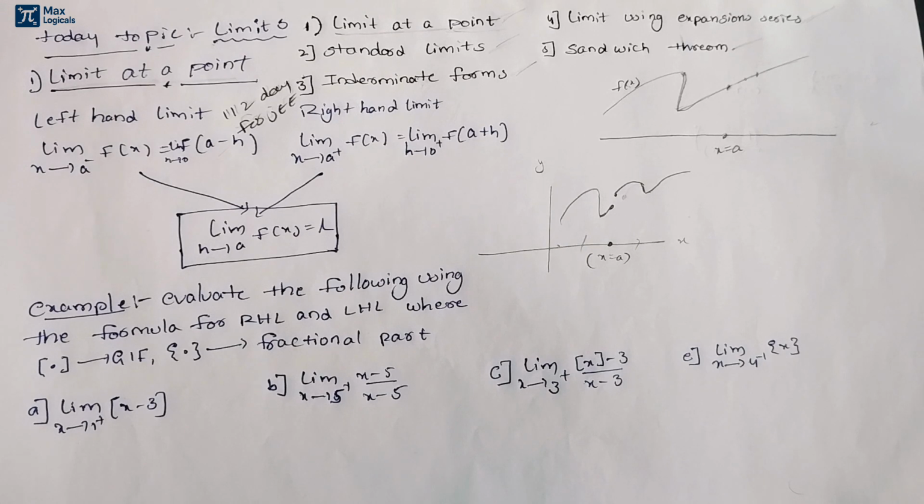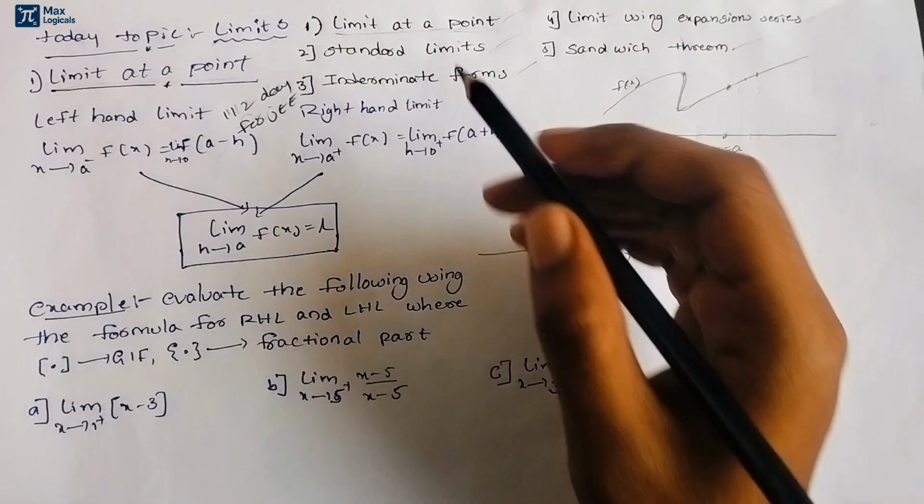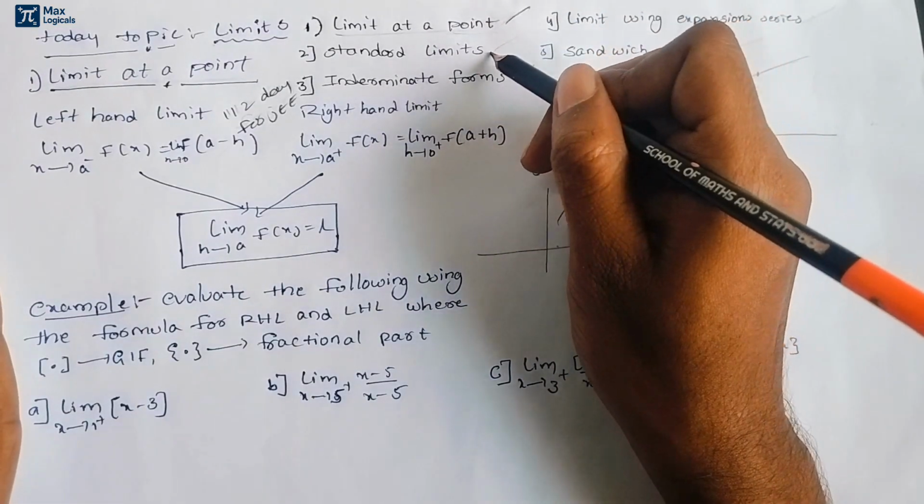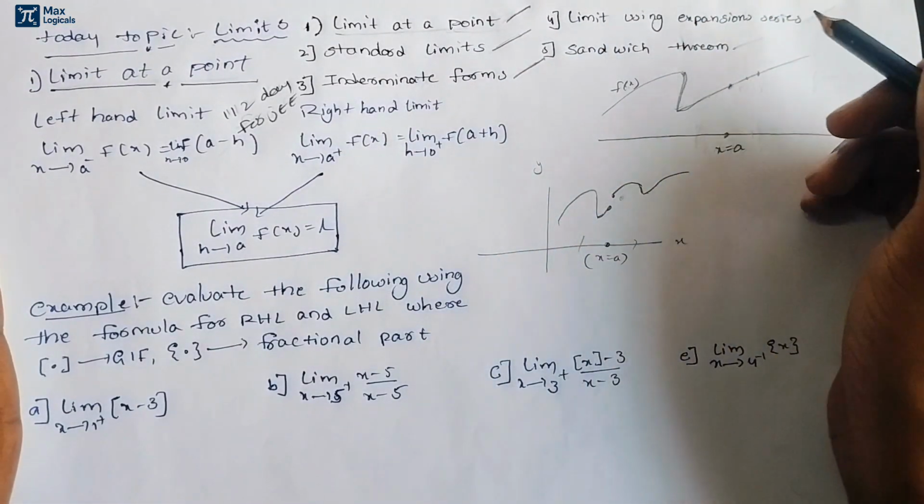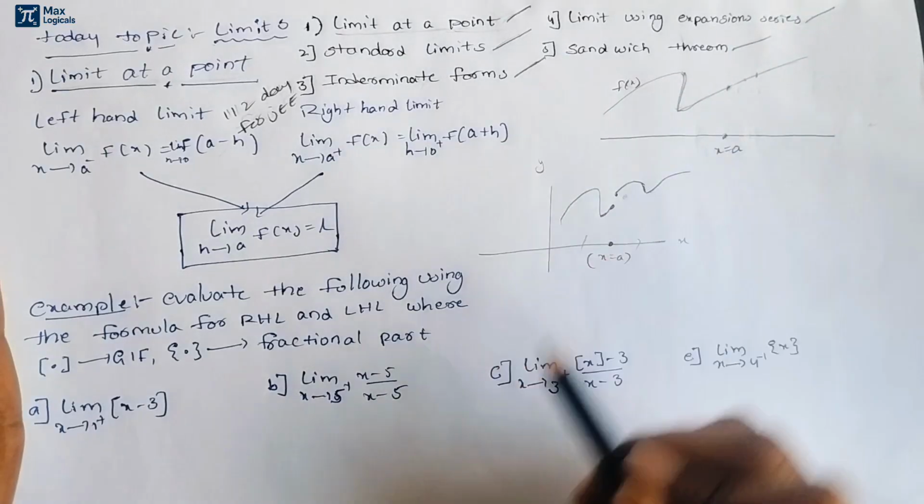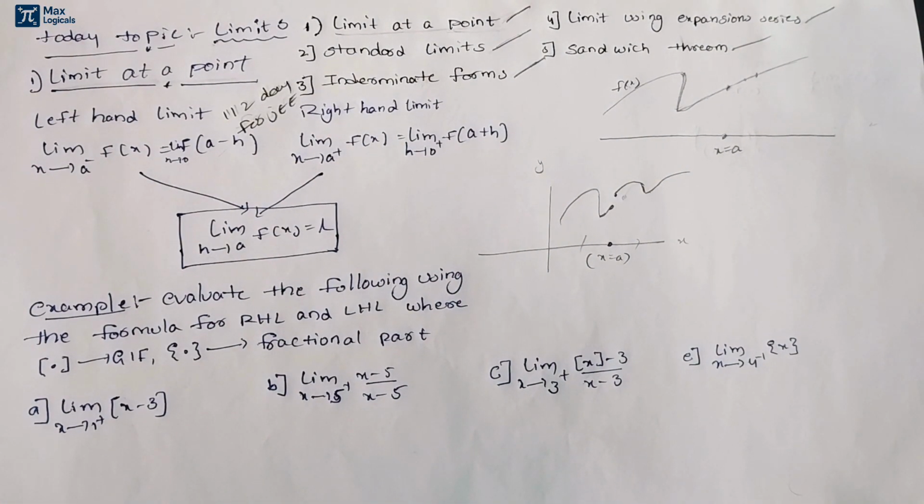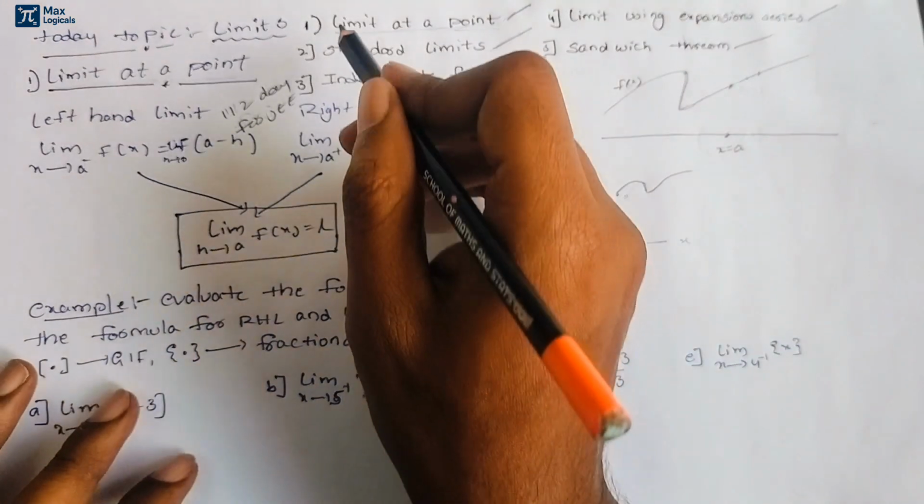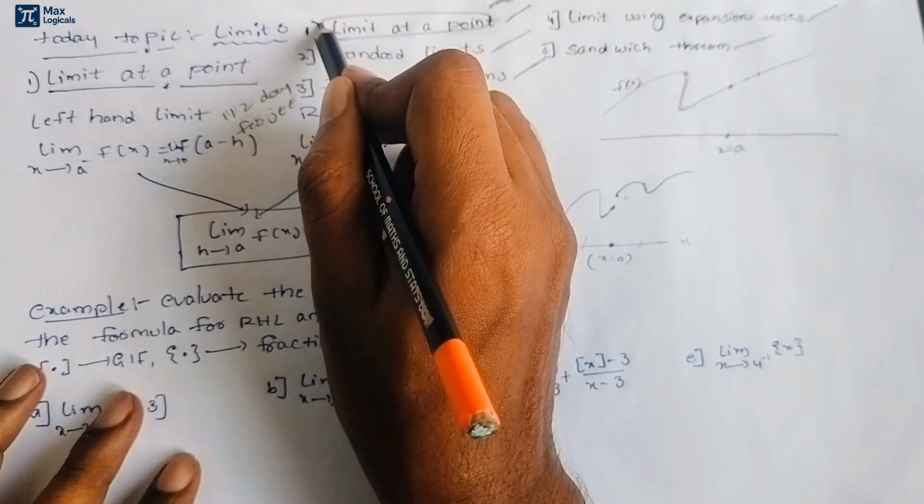We have 5 subtopics in limits. When we cover these 5 subtopics, we find limits very easy. The 5 topics are limit at a point, standard limits, indeterminate forms, limit using expansion series, and sandwich theorem. Today I introduce one topic, that is limit at a point.